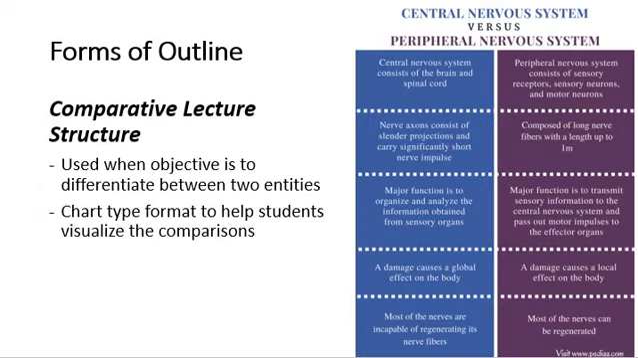Okay, so the lecture may also follow a comparative structure. Okay, this is used when the objective is to differentiate between two entities. Okay, and this could be through a chart type format to help students visualize the comparisons. So just like in this case, we have here the central nervous system versus the peripheral nervous system. So it's important now to come up with a table so that you could now differentiate, okay, the two.